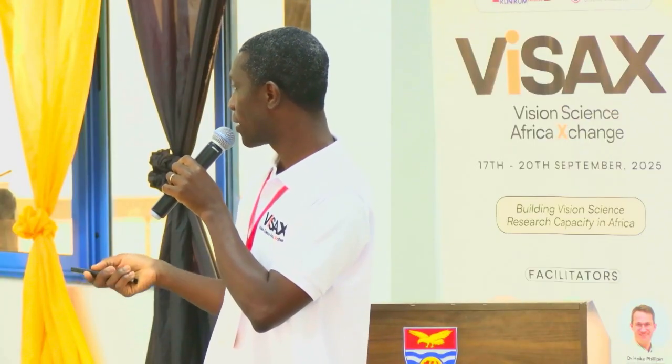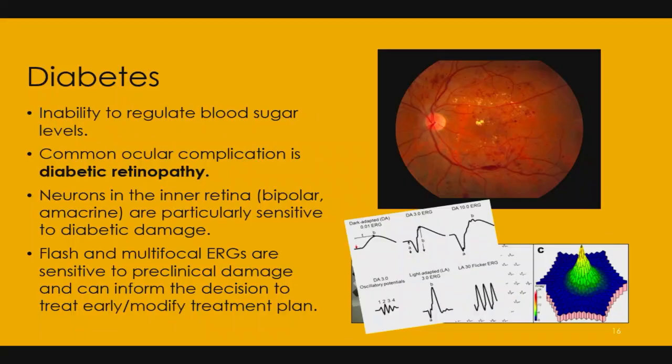Then, what do I have here? Diabetic retinopathy, yes. Before you start seeing the aneurysms and such, you suspect the person has diabetes and you want to know whether there's any problem going on in the inner retina. You can run your flash ERGs and multifocal ERGs, and then you would notice if there are some problems there.